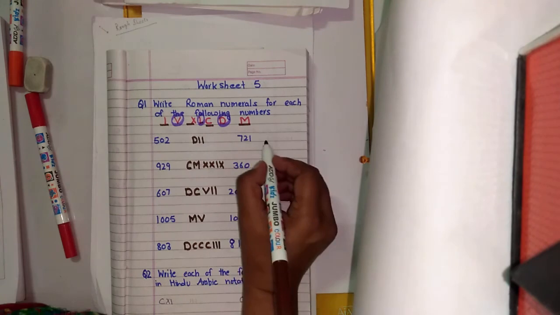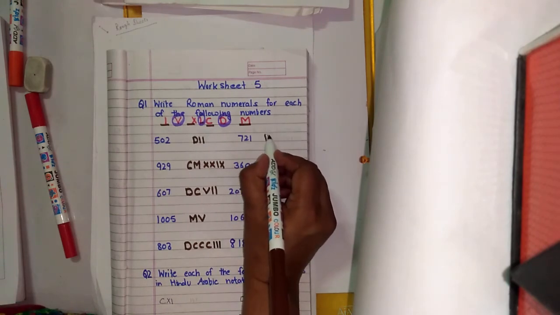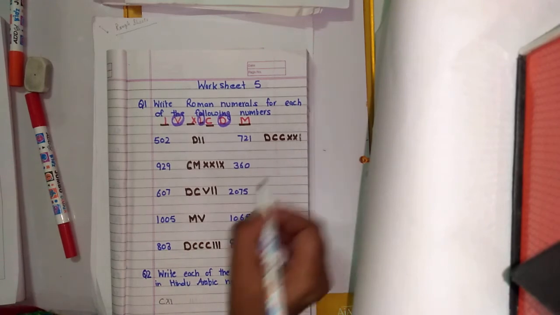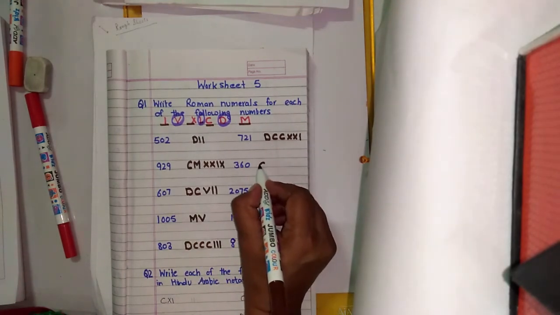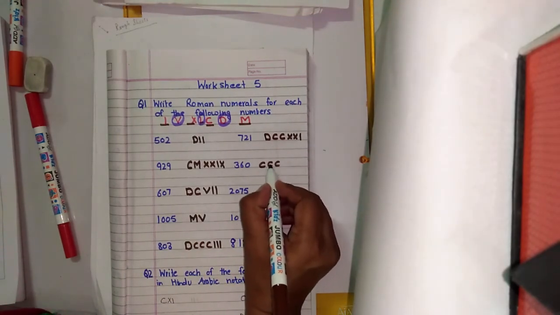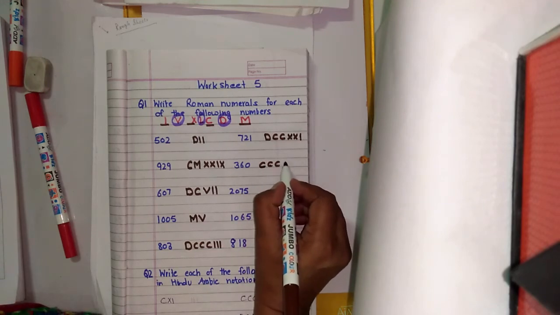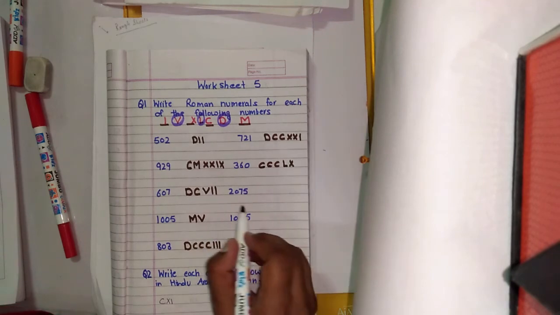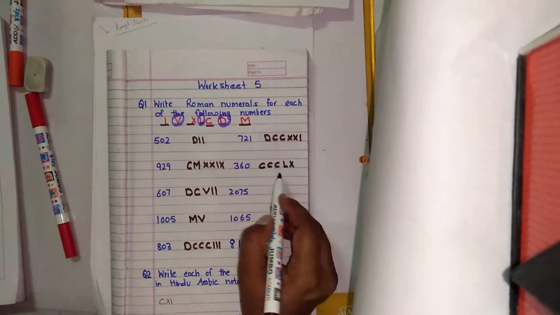Now this is 721. So again 500, 600, 700. This is 21. Then 360: 1, 2, 3, 100, 200, 300. Then 60: L is 50, and 50 plus 10 is 60. That's it. On the right side means addition.